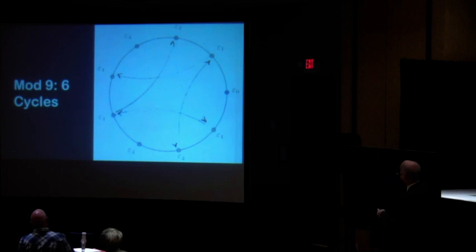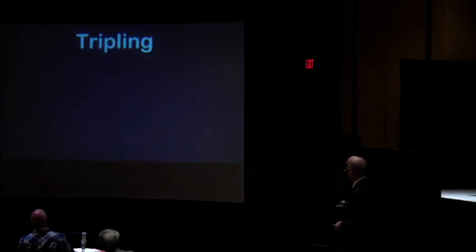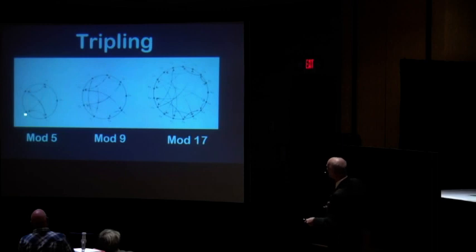This is the F cycle because it's going forward 4, forward 4, forward 4. And we get that special case. We get these 2 triangles. We're going to come back to that. That's kind of important. All right, and I just quickly wanted to show you tripling.